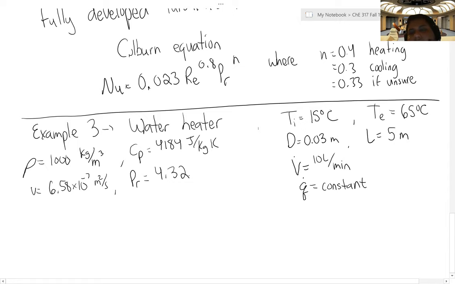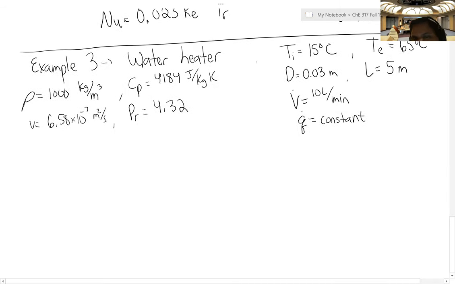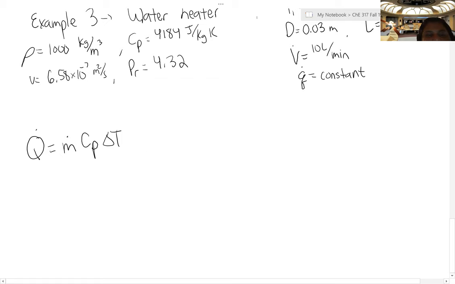So, I can determine the duty for this heater simply based off of the desired inlet and outlet temperatures of the water. From thermo, Q is equal to m dot Cp delta T. And so I need to find my mass flow rate because I have my heat capacity and my temperature rise.